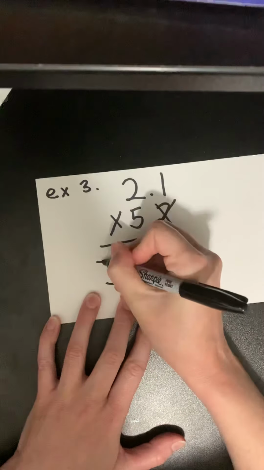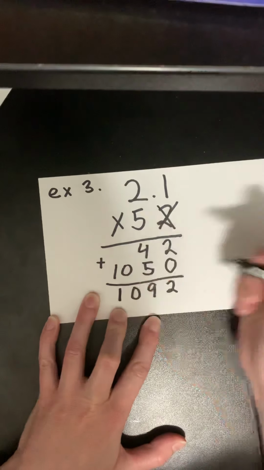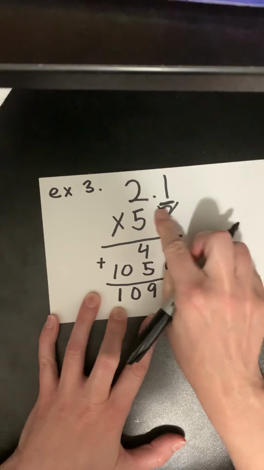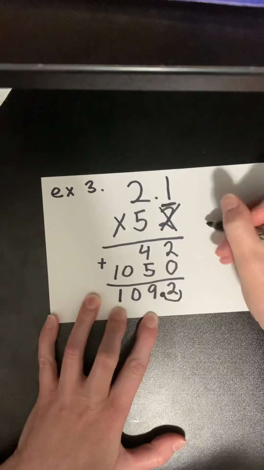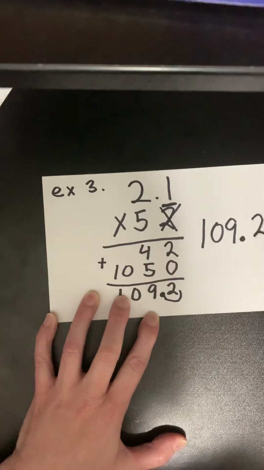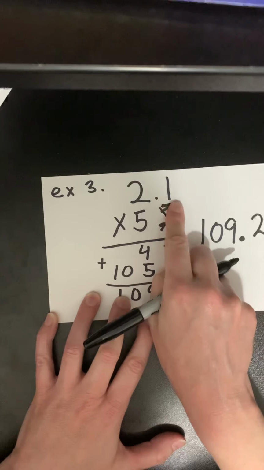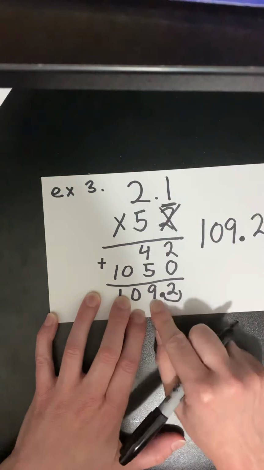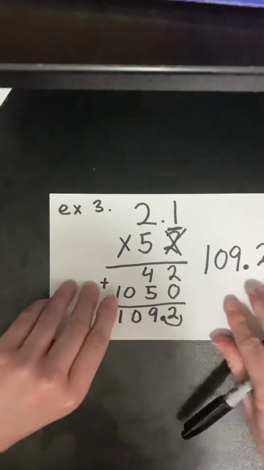I add them up. It's 2, 9, 0, 1, and I have 1 decimal place to the right of the decimal, so I'm gonna put 1 decimal point here. My answer is 109 and 2/10. Okay, so depending upon how many places I have after the decimal point to the right, that's how many places I'm gonna go in. Okay, 1 place here, 1 place here.